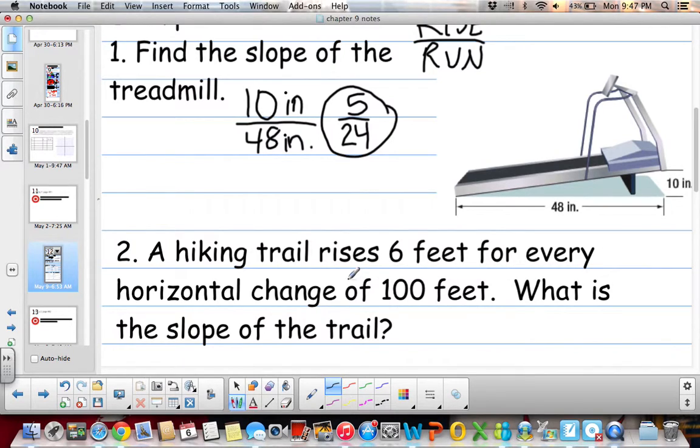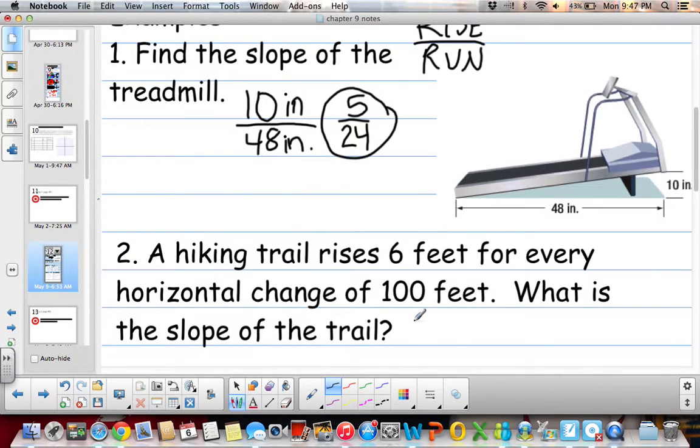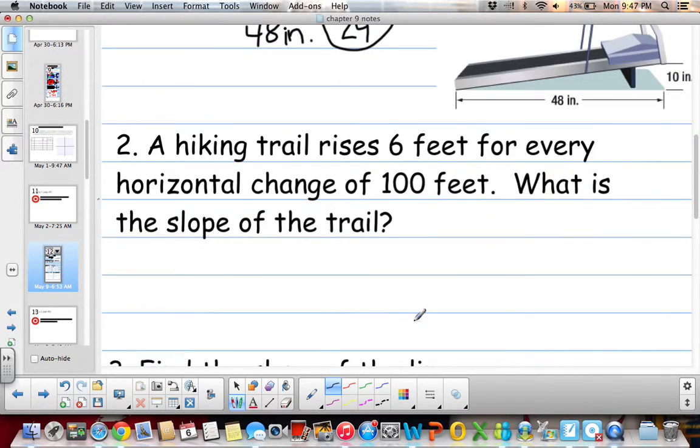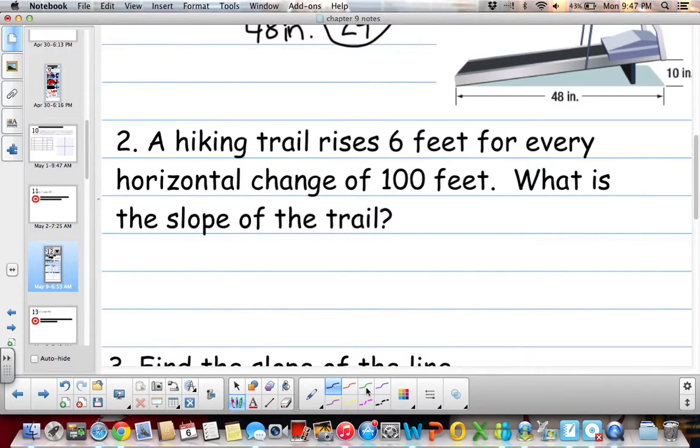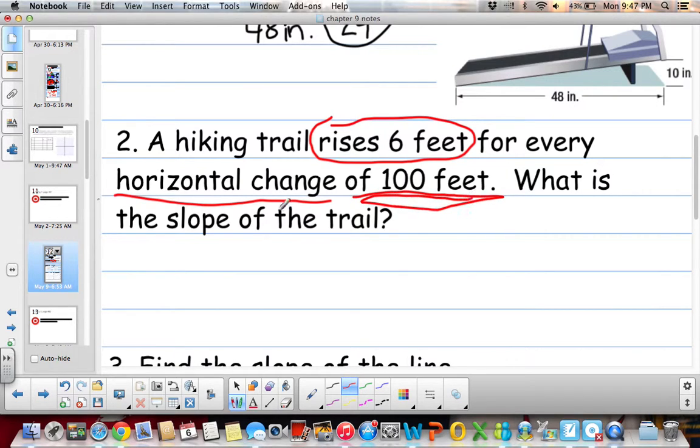A hiking trail rises 6 feet for every horizontal change of 100 feet. What is the slope of the trail? So it's rising 6 feet, and it's a horizontal change of 100 feet. Okay, so we have 6 feet over 100 feet. So 6 over 100.